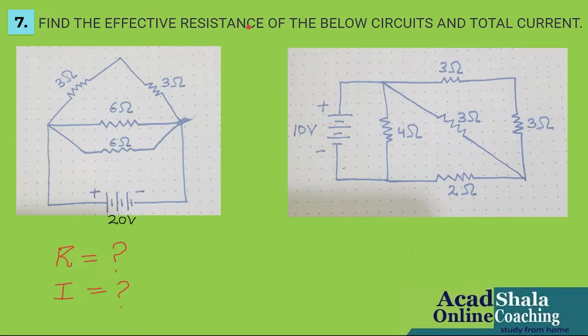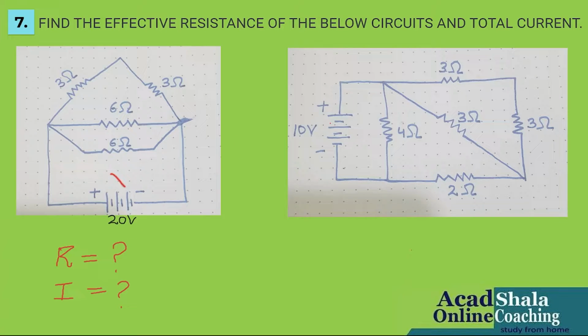Find the effective resistance of the below circuits and total current. Now in the numerical, children, they have given you both these circuit diagrams. And they have asked you to find the effective resistance and also the total current in both.